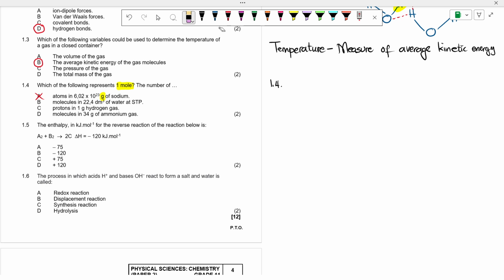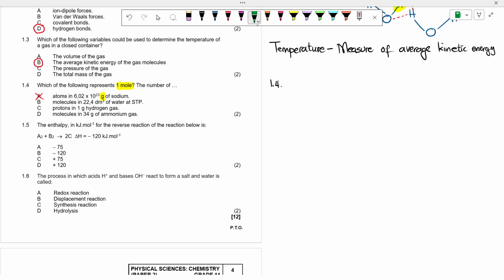But if you think about that, molecules and moles, the option itself doesn't really make sense, because I could have said molecules in 22.4 decimeter cubed of water. Anyway, we can go through. Let's leave that one as a possible option. Let's go to number C.